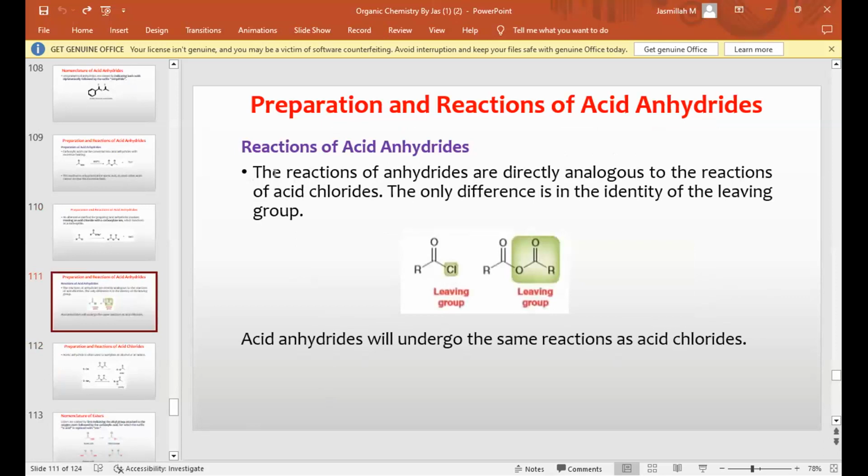Then the reactions of anhydrides are directly analogous to the reactions of acid chlorides. The only difference is the identity of the leaving group. You see this acid chloride, this chloride will be replaced by this group. I don't know how to explain this, but the chloride is the leaving group, so the chloride will leave. Then the oxygen from the other acid will bond and form the acid anhydride.